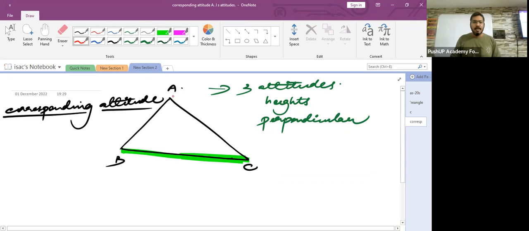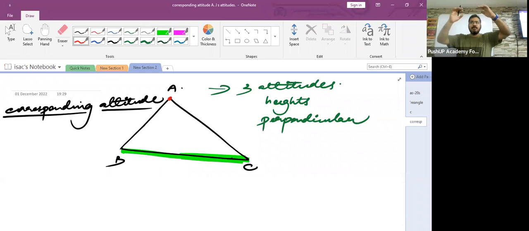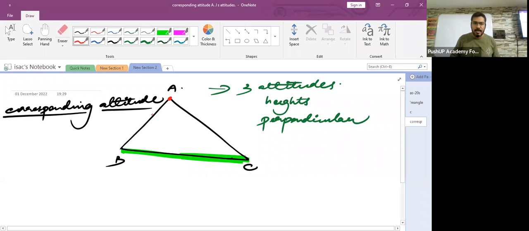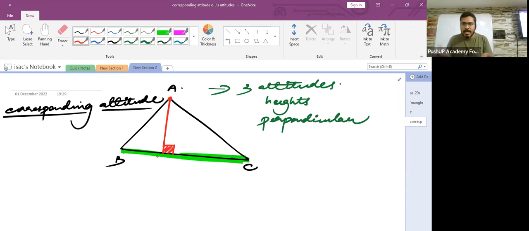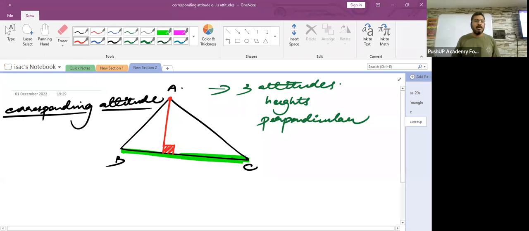You know what that means? What is the opposite vertex of BC? What is the opposite vertex or opposite angle to BC? It is A, isn't it? When I say corresponding altitude to BC, it means from this opposite vertex A, I draw a 90-degree line. This red colored line which I have drawn, which makes a 90-degree angle with BC, is known as the corresponding altitude of BC.